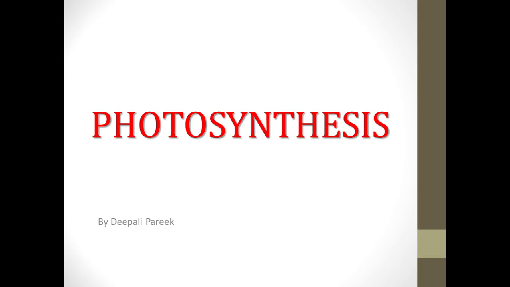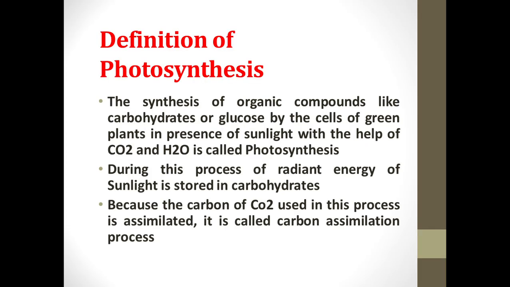So, what is photosynthesis? First, we'll go through the definition of photosynthesis, that is, the synthesis of organic compounds like carbohydrates or glucose by the cells of green plants in presence of sunlight with the help of CO2 and H2O is called photosynthesis. Now, what are the cells of green plants? This term, cells of green plants, they are chloroplast.